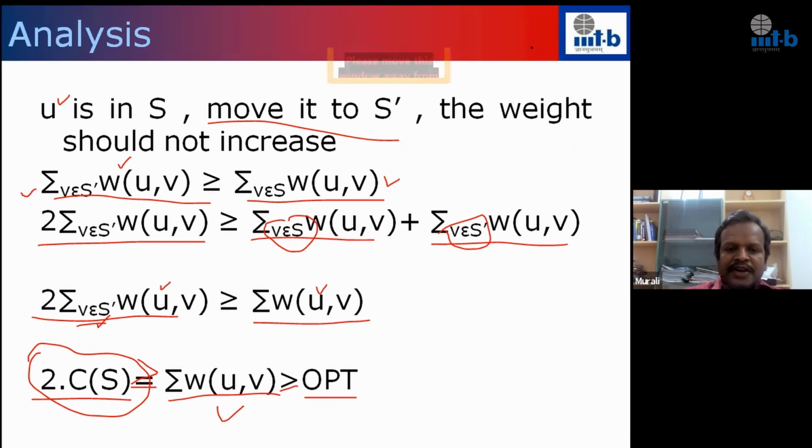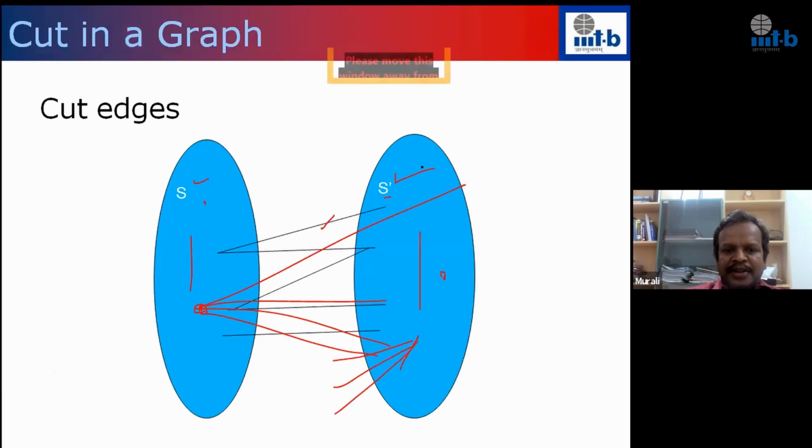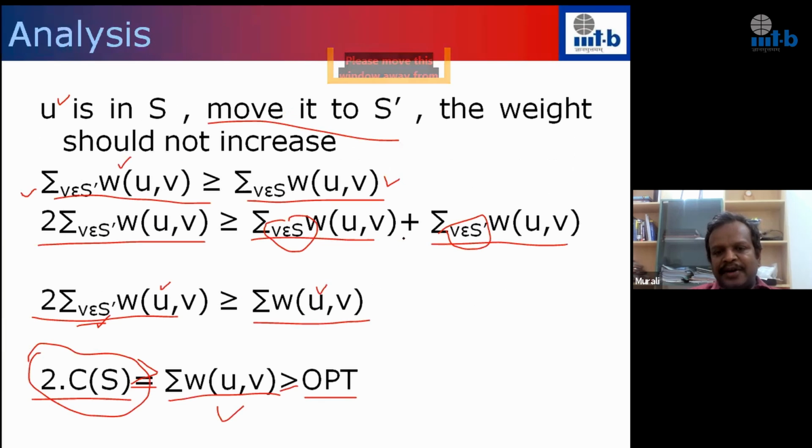Okay. So here you are just taking a very simple greedy algorithm: start with any arbitrary vertex, try to move it to the other side. If the objective function actually increases, move it. Otherwise, don't move it. This technique is called local search, and for this problem it works, and you get a half approximation algorithm.